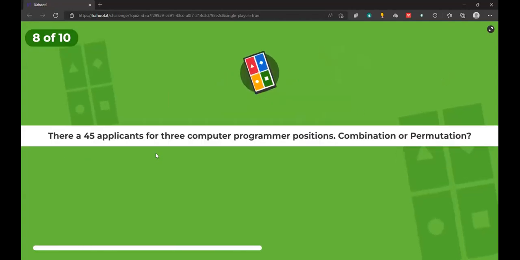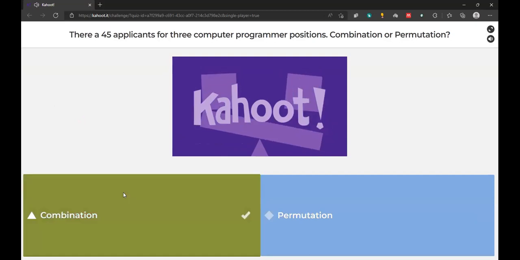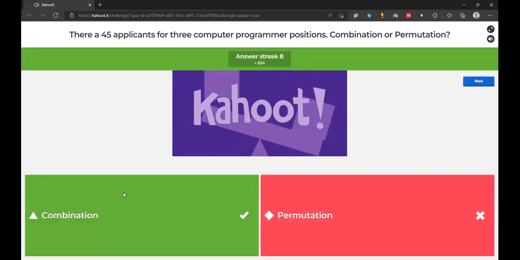Question number 8. There are 45 applicants for 3 computer programmer positions. Combination or permutation? Hindi naman sinabi na yung una ay senior computer programmer, yung pangalawa ang junior. So, basta 3 lang ang kailangan ko. Now, it's a matter of combination. Okay?